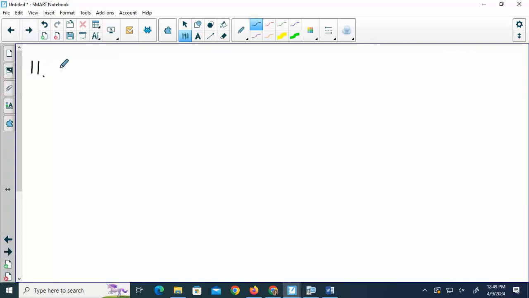Problem 11. We have cosine squared 7x minus sine squared 7x. I'm asking you to use an identity, or to simplify this. I guess I just said simplify, but we don't know 7x, so we're not going to be able to get a number answer here.